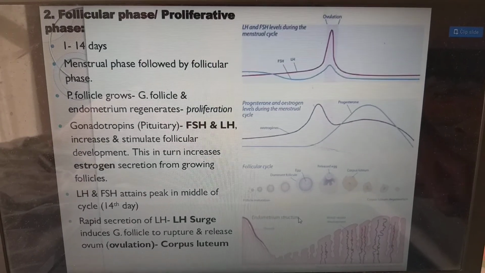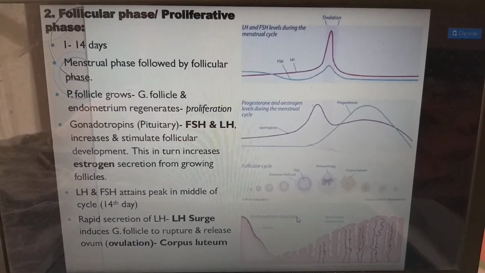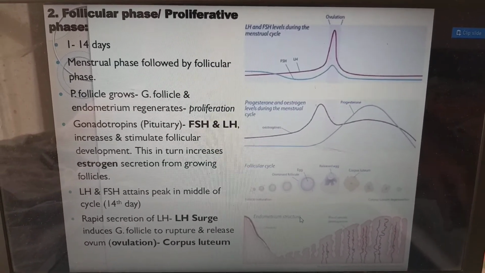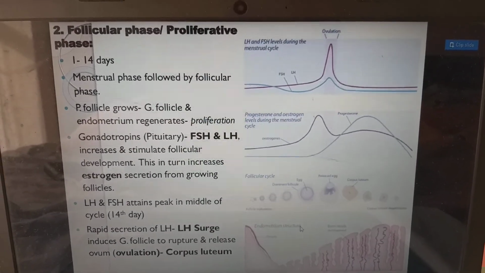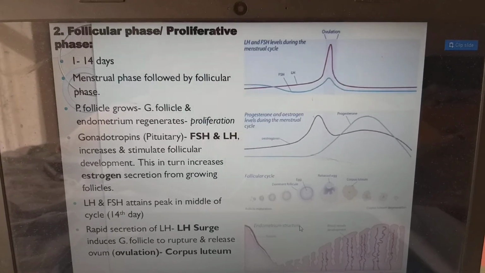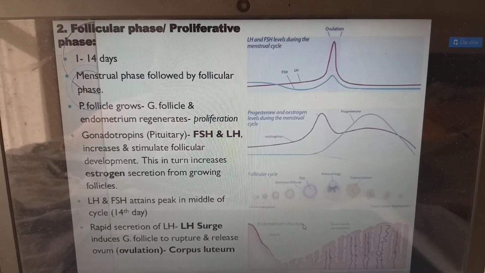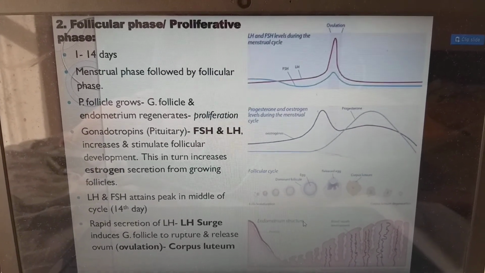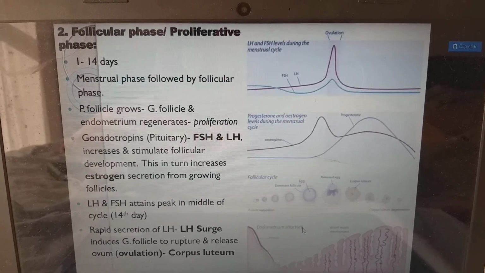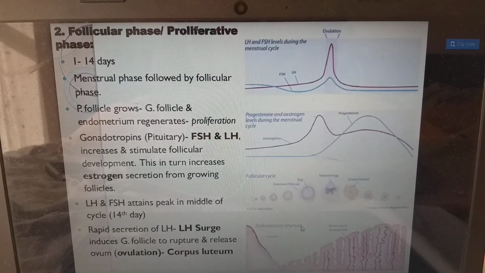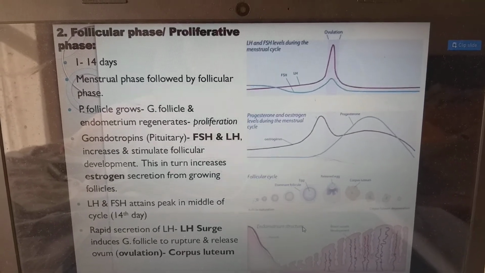Follicular phase, or the proliferative phase. It lasts around 1 to 14 days. So the menstruation phase is followed by the follicular phase. The primary follicle grows to a Graafian follicle, and the endometrium regenerates and proliferation will occur. Gonadotropins, nothing but pituitary hormones, follicle stimulating hormone and luteinizing hormone, increase and stimulate the follicular development. This in turn increases the estrogen secretion from the growing follicles.